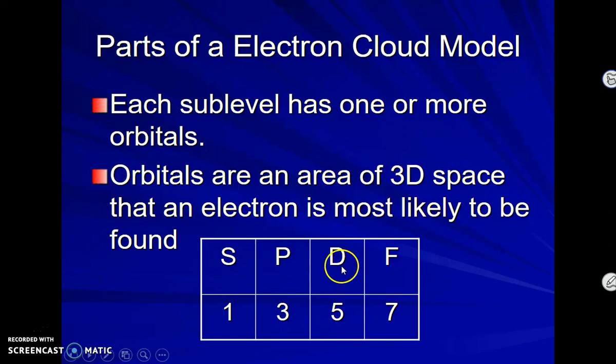Now, if you look at this chart down here, what this chart is telling you is that the S sublevel has 1 orbital, the P sublevel has 3 orbitals, the D sublevel has 5 orbitals, and the F sublevel has 7 orbitals. Now, if you can remember how to remember this, these are odd multiples. So starting with S has 1, then 3, 5, 7, and so forth. If you need a way to remember that, because you do need to remember it.